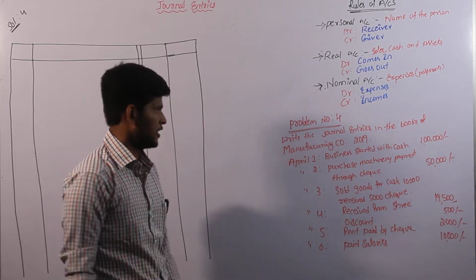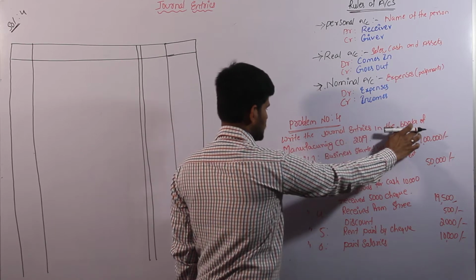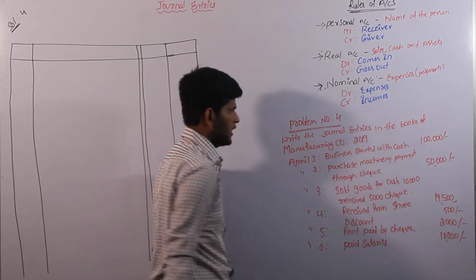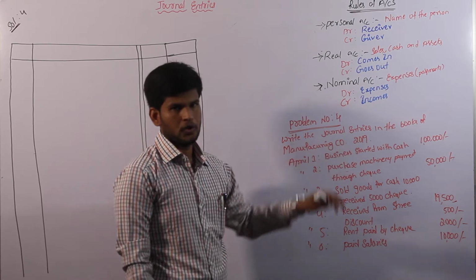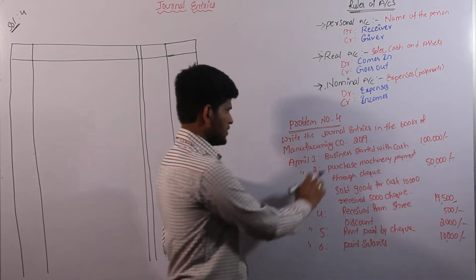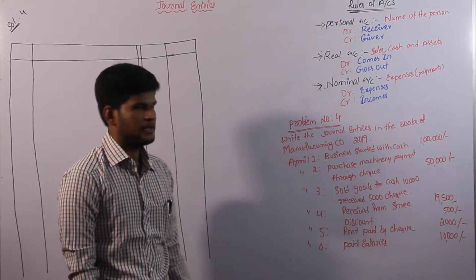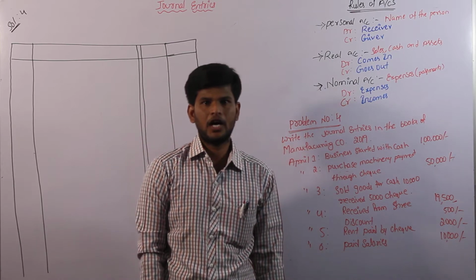Now let us start the fourth problem. Now I am reading the problem. Write the journal entries in the books of Manufacturing Company, 2019. So it relates to April 1st. It starts with the business starting with cash of 1 lakh. Whatever the day, if it starts from the first day, definitely we have to write it.